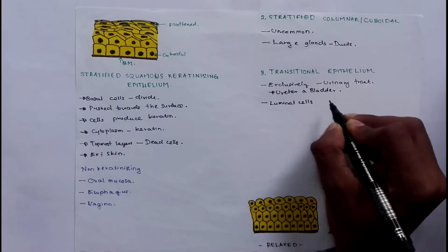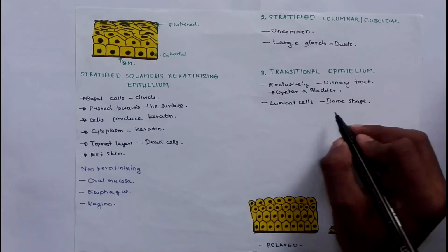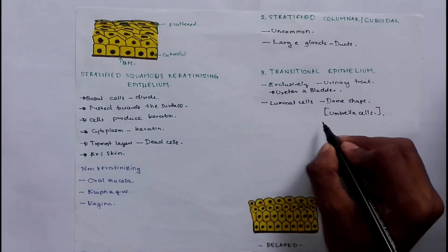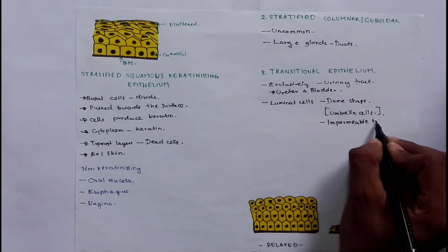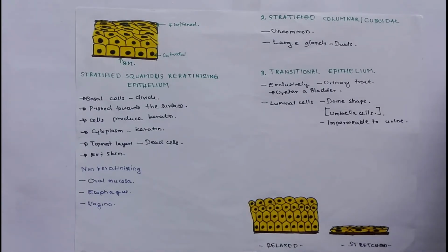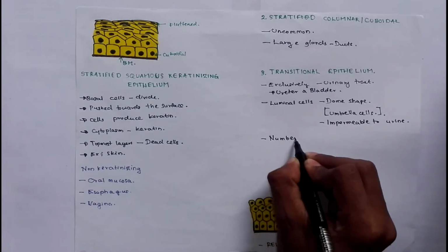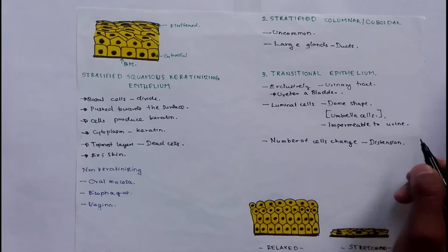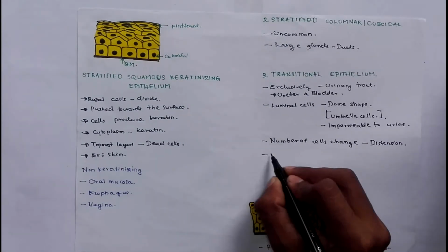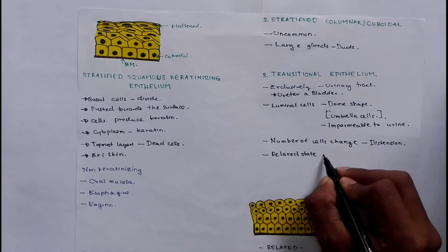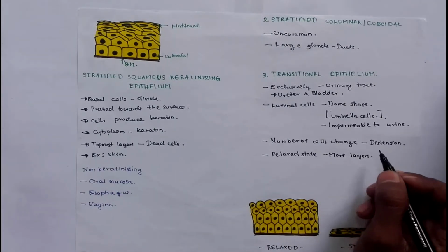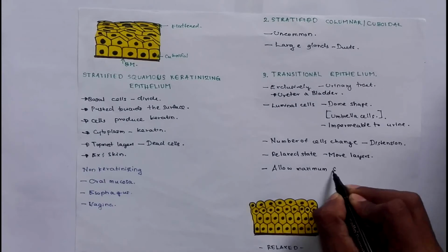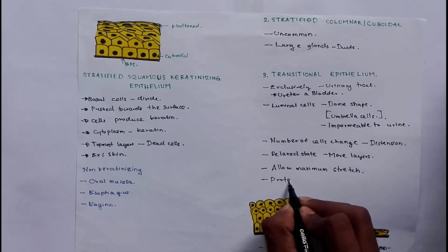Luminal cells are dome-shaped, called umbrella cells, and they are impermeable to urine. The number of cell layers changes with the distension of the bladder. The relaxed state has more layers. This allows maximum stretching and provides protection against the toxic substances in urine.